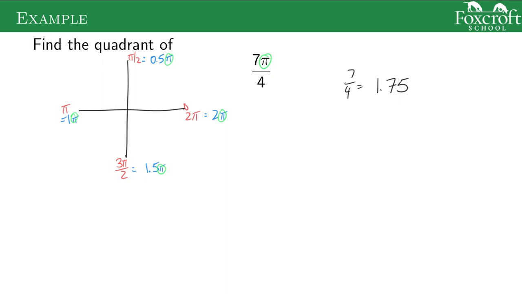It's more than that. It's more than 1 pi. It's more than 1.5 pi, but it's less than 2 pi, so it has to end up in this quadrant here. So the answer is quadrant 4. All right, so I could use a decimal approximation for the non-pi part and then compare that to the other parts I know to get my approximation.